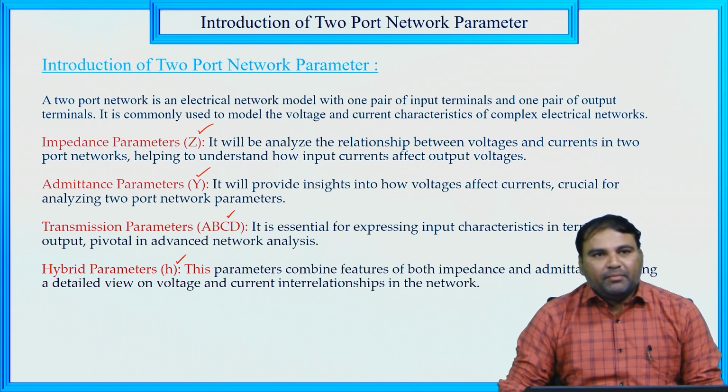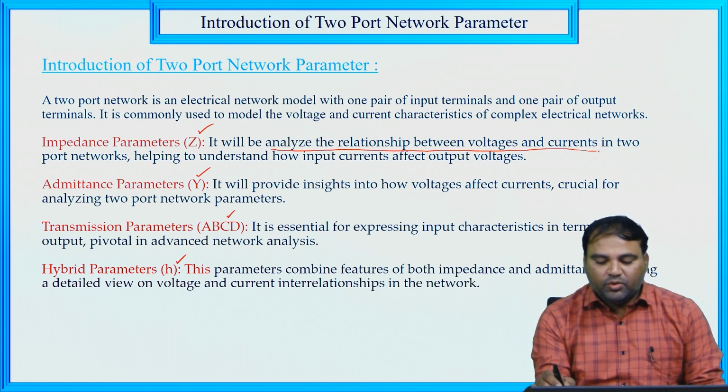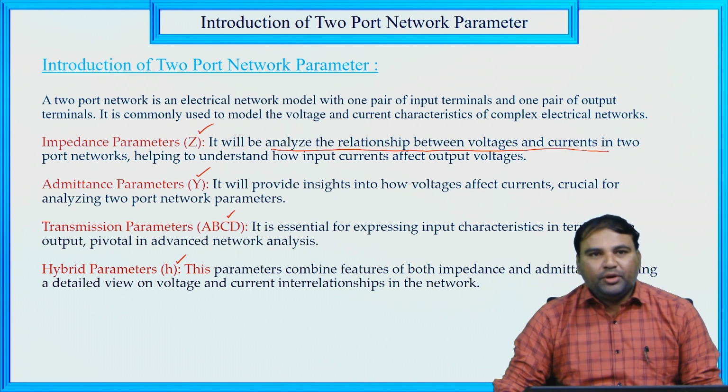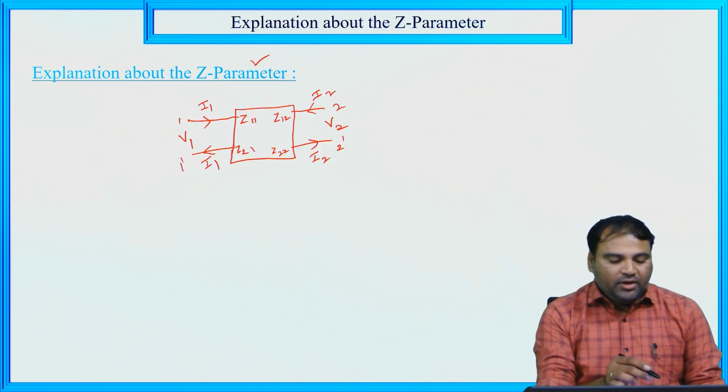By using this two-port network parameter, we have to find out how the input current affects the output voltage. It will analyze the relationship between the voltage and current in a two-port network, helping us understand how the input current affects the output voltage. So we are talking about the Z parameter.